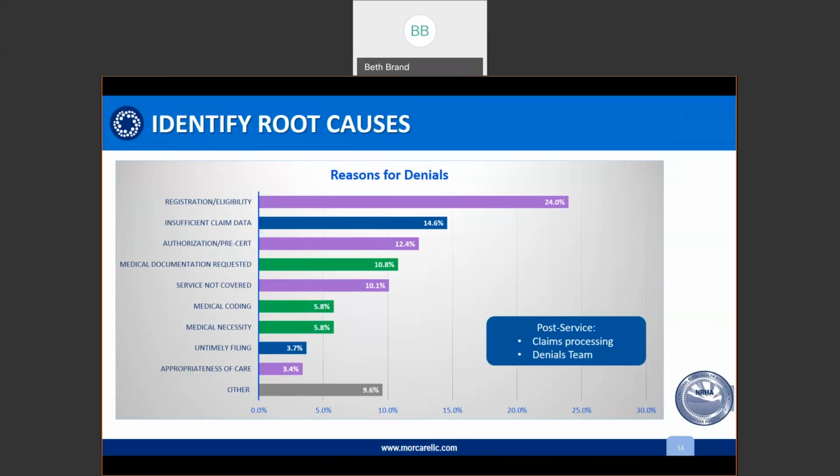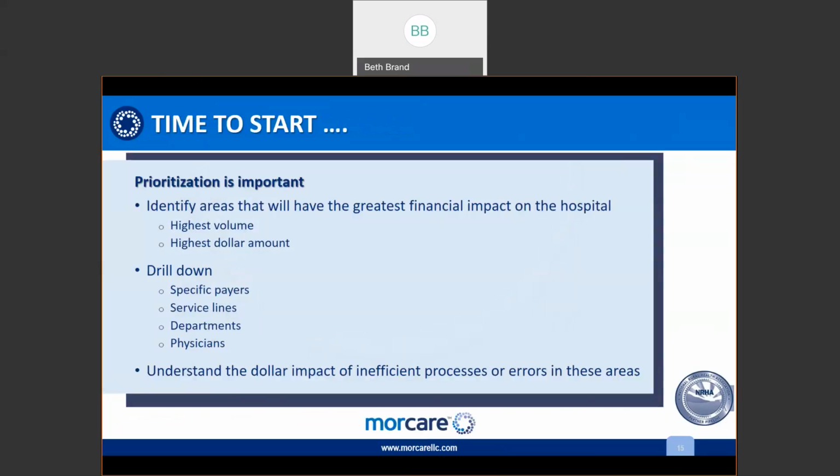And then there's your denials team. Involve the front, middle, and back end departments. Track denials, being sure to capture the payer, denial type, the service, etc., which will allow you to analyze the trends and focus efforts. And then, of course, appeal. Once leaders have identified where the problems are occurring, they should prioritize areas that will have the greatest impact on their hospital's bottom line. Not only the highest volume of denials, but the highest dollar amount. And as we said, drill down.